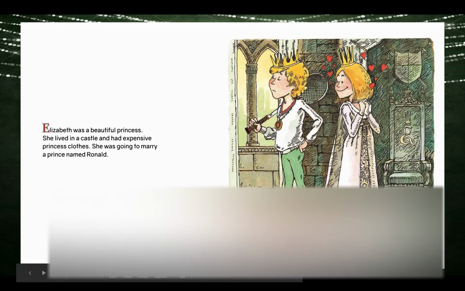Elizabeth was a beautiful princess. She lived in a castle and had expensive princess clothes. She was going to marry a prince named Ronald. So again, we see that setting coming in. We understand she's a princess, but it makes me wonder, how does she get here, right? Behind her, we can see the throne, we can see the crest, we can see outside as well. Then we want to be looking at the second page.